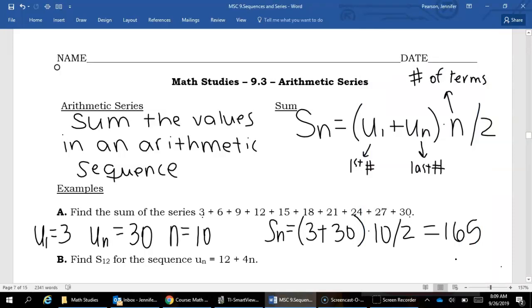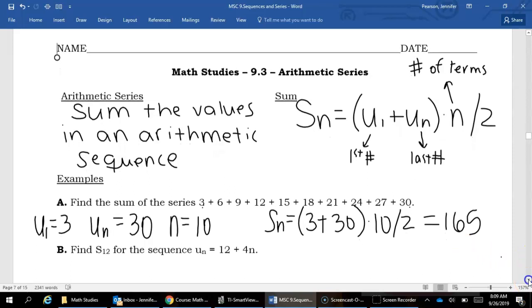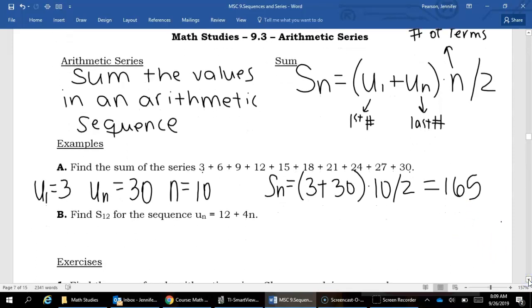Letter B is asking us to find S12 from the sequence 12 plus 4n. So thinking back to my knowledge of explicit arithmetic sequences from lesson 9.1, I know that this means the 0 number is 12, and I'm adding 4 and adding 4 and adding 4. So if I wanted to do this the longer way, I know that would be 16 plus 20 plus 24 plus, and I'm going to keep getting numbers until I get to whatever that last number will be, so that I have 12 numbers in this list.